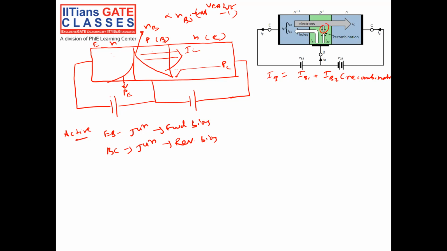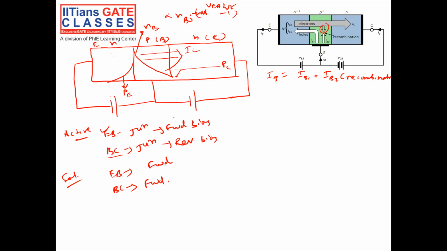In saturation, VEB will be the same forward bias, but what will happen to VBC? It was reverse, it will be again forward bias. So in active region, VEB will be forward bias and VBC will be reverse bias. But in saturation region, VEB remains forward bias, but VBC will again be forward bias. It is converted from reverse bias to forward bias.